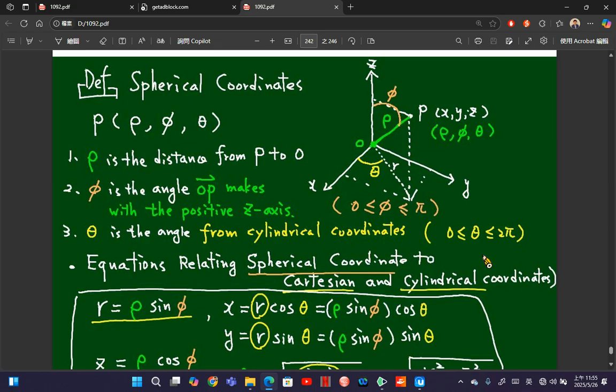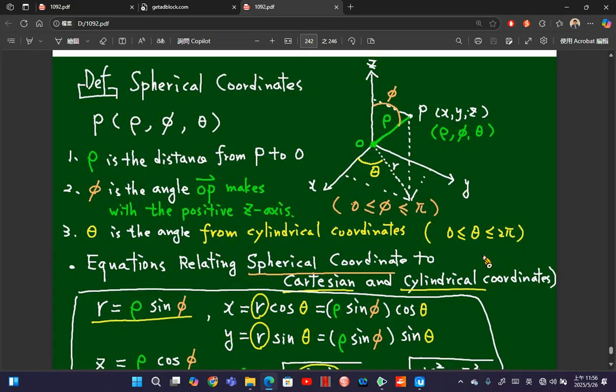Okay, the last one is the spherical coordinates. So we just gradually extend x, y, z to r, theta, z. Then finally we just convert each point as rho, phi, and theta.